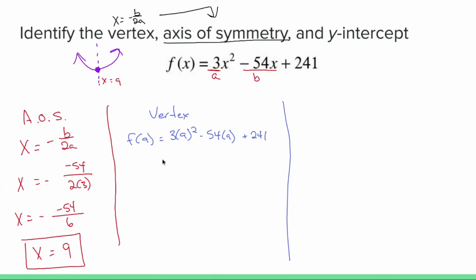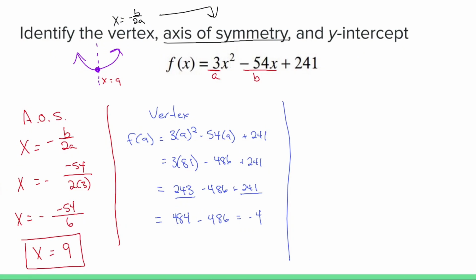Okay? So that is going to be 3 times 81 minus 486 plus 241. 3 times 81 is 243 minus 486 plus 241. Let's do this. Since I don't have a calculator handy, why don't I add the two positives together and hope for the best? When I add the two positives together, that gives me 484 minus 486, much more pleasant to deal with. That's going to get me negative 4. No, that's going to get me negative 2.